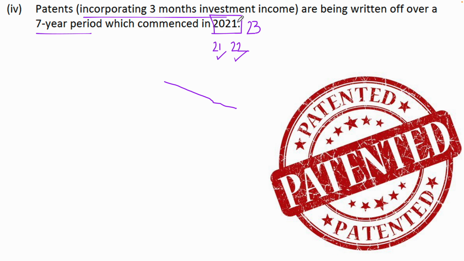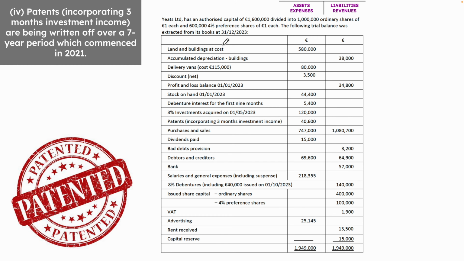Now, we also have to look at this aspect of it. So incorporating 3 months investment income. Now, this is so silly, because why did the bookkeeper put investment income, which is a revenue, into an asset account, which is a patent? So a patent is our intangible fixed asset.